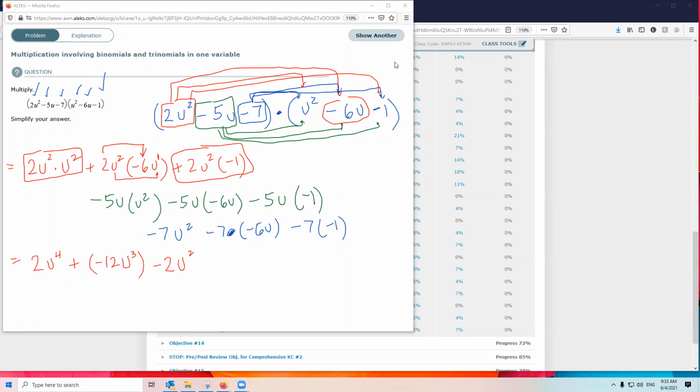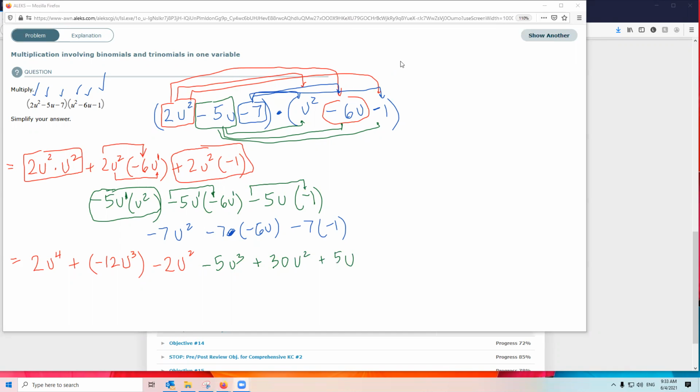All right, let me keep going. Now I remember this is a u to the 1 here, so this is going to be negative 5u to the 3. Here I have a negative times a negative, which is a positive. So that's going to be plus 30u to the 2. Remember, I'm using the product rule for all of this. Here's another negative times a negative, so that flips to be a positive. All right, let me keep going.